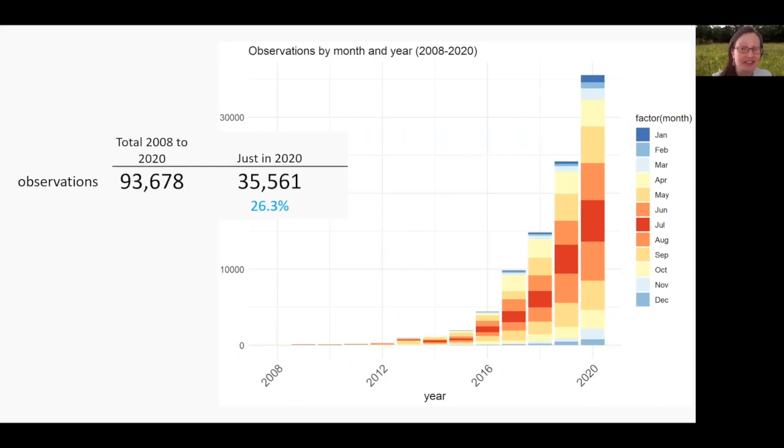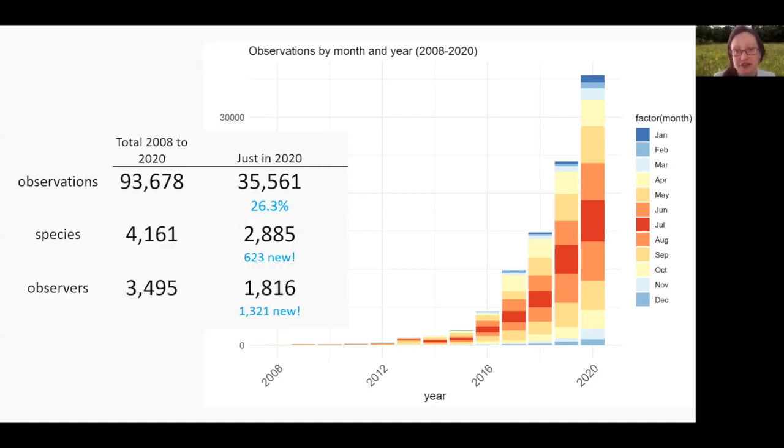On this slide, you can see I've grouped observations by month and year. As years increase along the x-axis along the bottom, you can see we have a huge increase in the number of observations that have been added to the data set. So in total, between 2008 and 2020, we have just under 94,000 observations. And in 2020, so last year alone, we had 26% of those data added. So that's a lot. And this data set continues to grow, which is great.